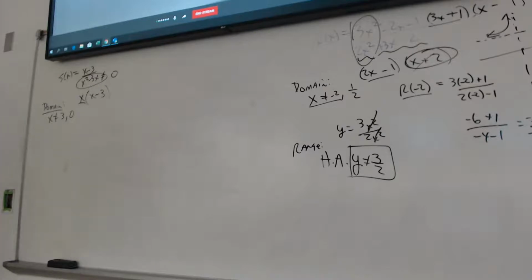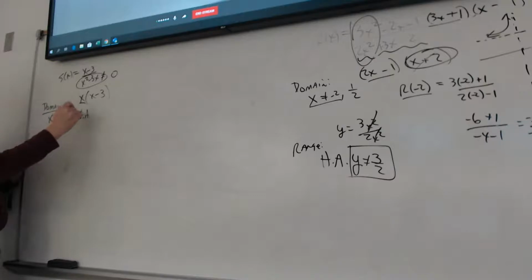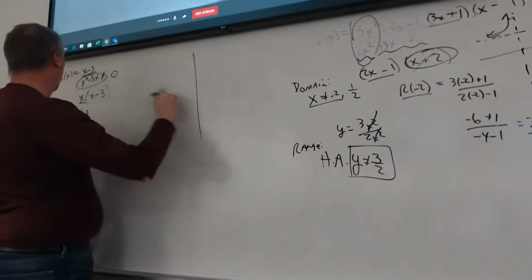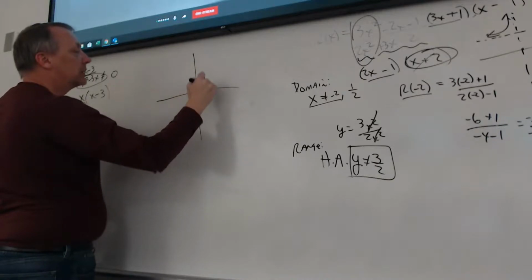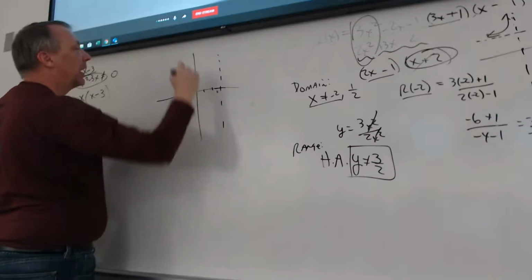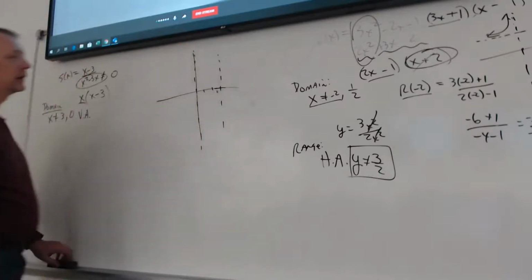Okay, Joey, what's next? So you've got vertical asymptotes there, right? We want to find the horizontal ones. We need to find our horizontal asymptotes. So I'm going to put this on here. 1, 2, 3, and 0. Okay?